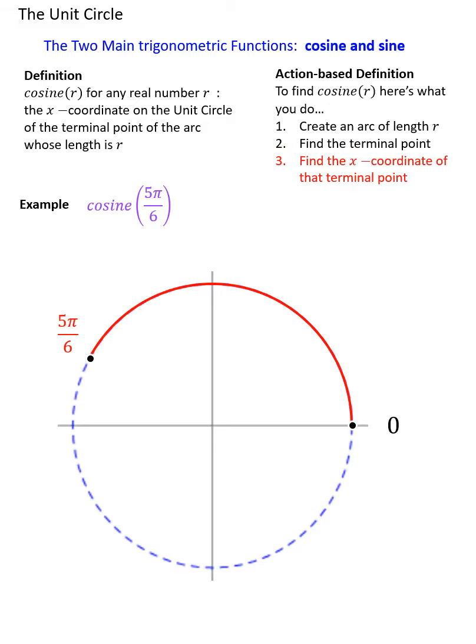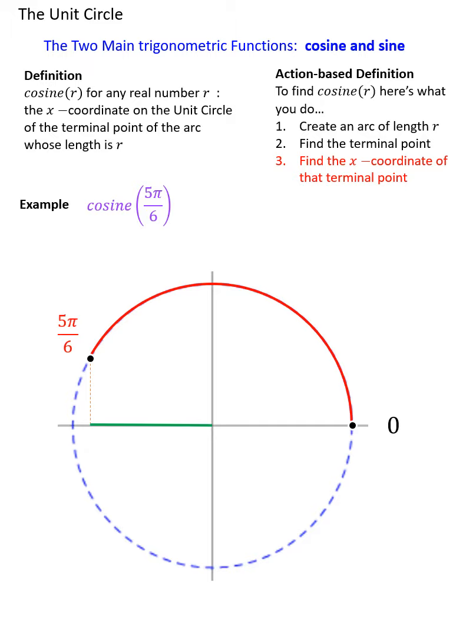Back to our action-based definition, I now need to find the x-coordinate of that terminal point. So here we go. Watch the point on the unit circle. If I were to project down to the x-axis, finding the x-coordinate is equivalent roughly to finding the length of that segment. You may see it as green. How am I going to find that?